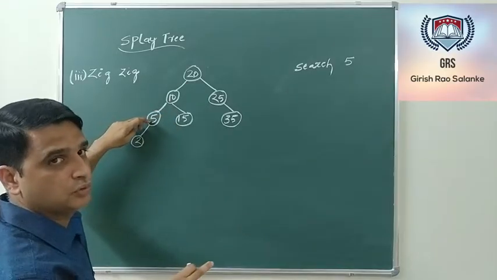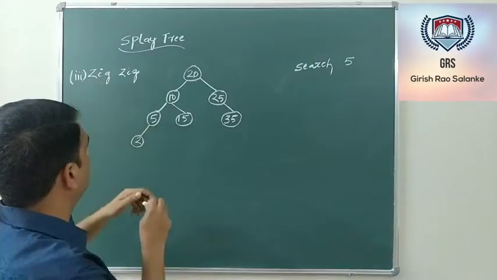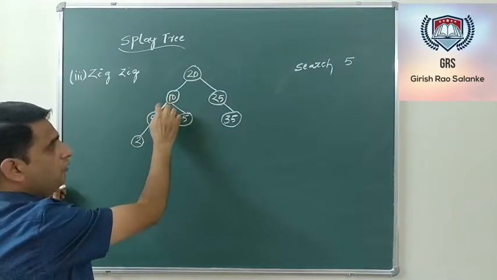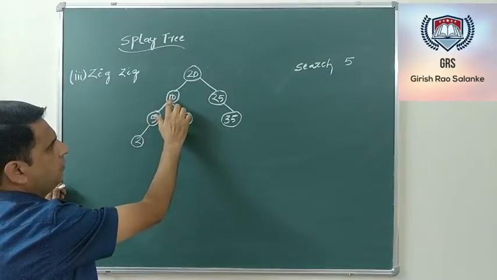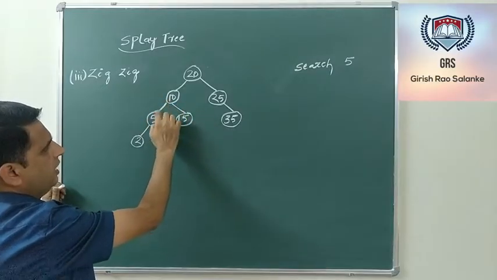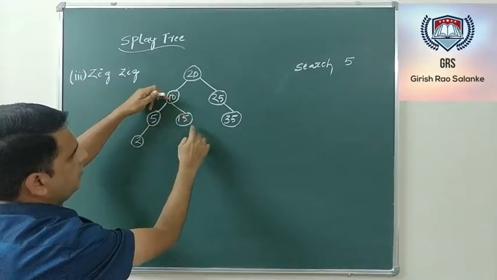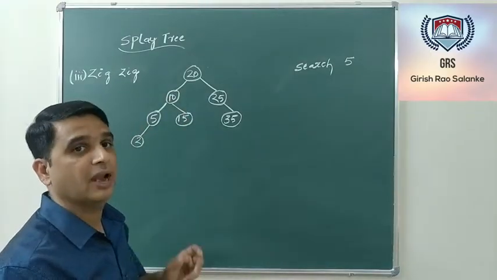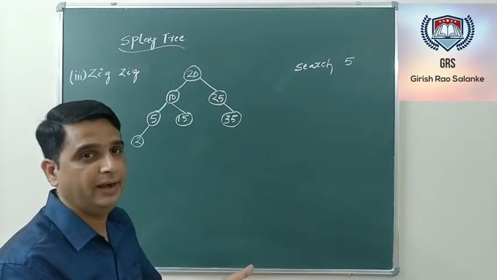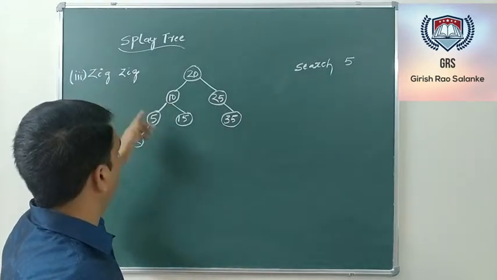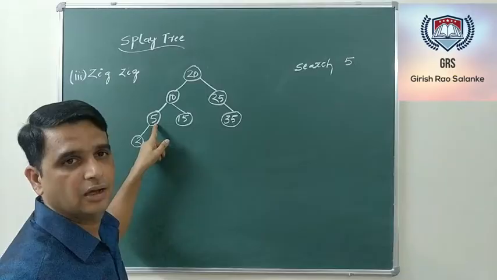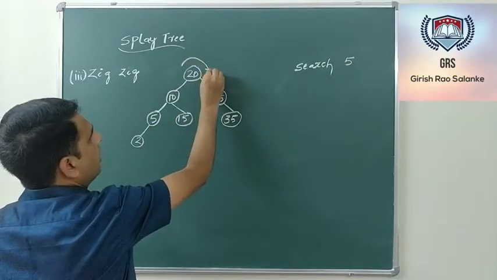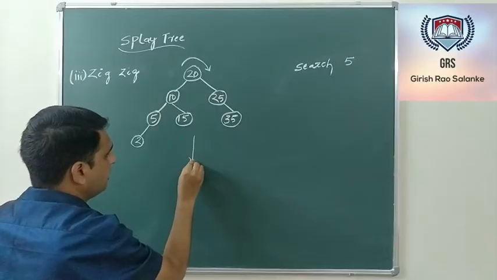Now what you are supposed to do? Note that you are not supposed to perform a zig operation with respect to the parent of 5. If you perform a zig operation with respect to 5's parent, then 5 will occupy this position and 10, 15 will be the right child. You are not supposed to do that. You are supposed to perform a right operation at the grandparent of the searched node. So the searched node is 5, so I need to perform a zig-zig rotation.